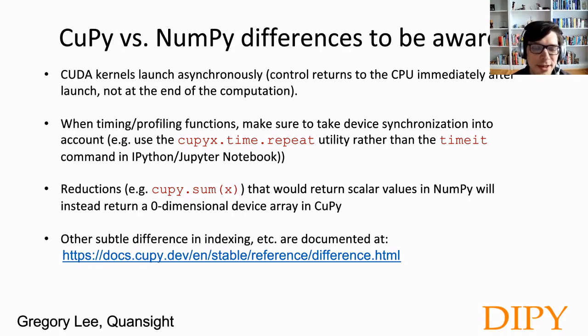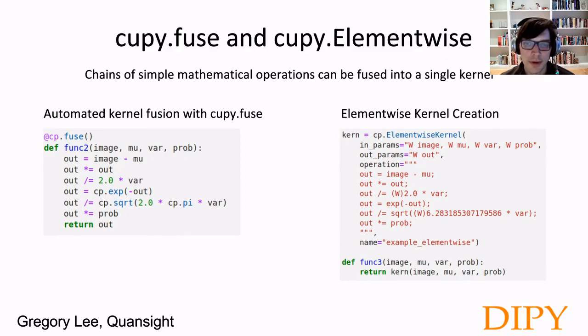Another difference that can be a little bit surprising at first is calling something like the sum over a whole array. Rather than returning a scalar value as in NumPy, it remains as basically a zero-dimensional or single value array on the device itself, and that's mainly to avoid the overhead of transferring things back to the host unless needed. And there are some other subtle differences in corner cases and indexing and things like that, which are documented on the website.